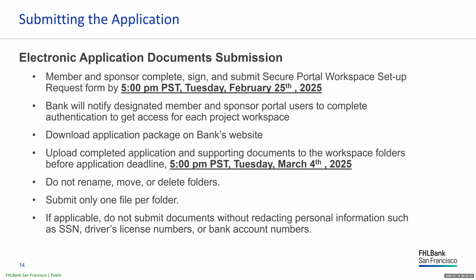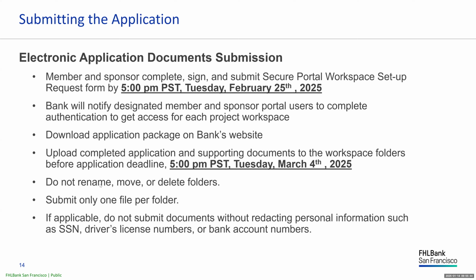Do not submit documents without redacting personal identifiable information such as SSN, driver's license number, or bank account numbers. Do not upload encrypted documents because they cannot be imported into our system. Make sure that everything you upload by Tuesday, March 4th is what you intend to submit. You will not be able to upload anything after the deadline.